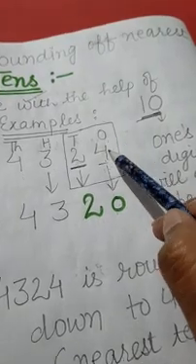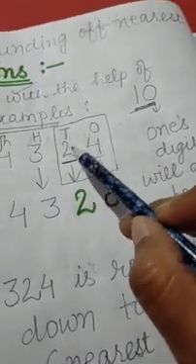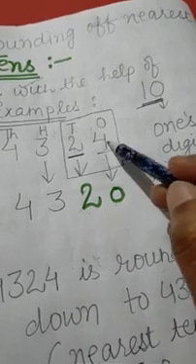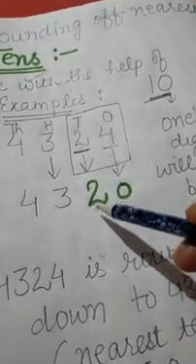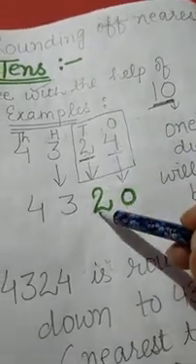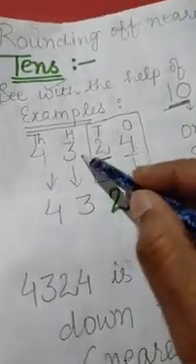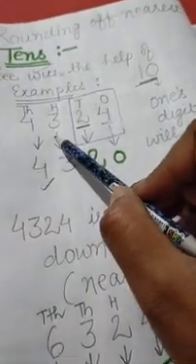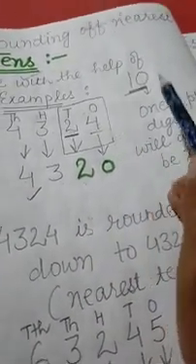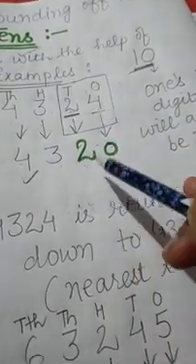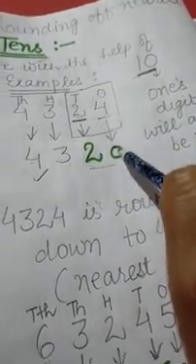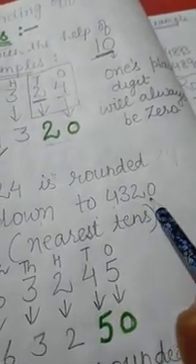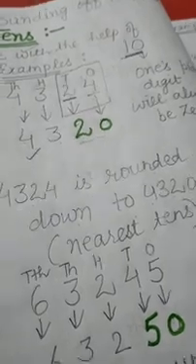Now here you can see the ones place digit is 4. It is less than 5. So 2 will remain the same. 4 will become 0. The ones place will become 0. The tens place will remain the same. Why? Because the ones place is less than 5. And these numbers will also remain the same. 3 will remain 3, 4 will remain 4 only. So you can see here 4324 is rounded down. Why down? Because it was previously 24 and now it is 20. So it is going to the downside. That is why 4324 is rounded down to 4320, nearest tens.